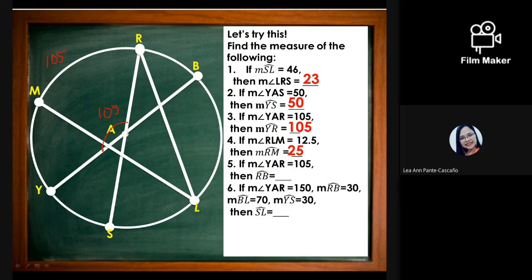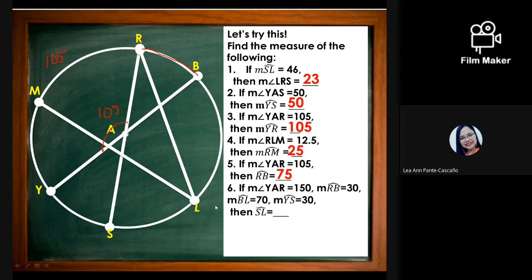Ngayon, ang hinahanap natin is the measure of arc RB. Kung ito ay 105, ilan na lang yung kulang dito? Kung papansin po, pag pinagsama silang dalawa, ito ay semicircle. So 105, ilan na lang yung kulang para maging 180? So 180 minus natin sa 105, ang matitira na lang po ay 75. So arc RB is 75. 75 plus 105 is 180. So ito po ay semicircle.